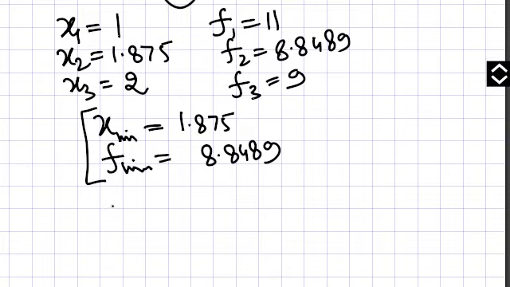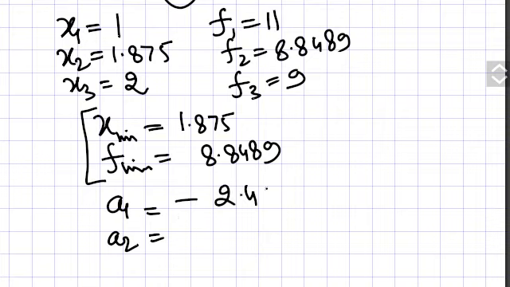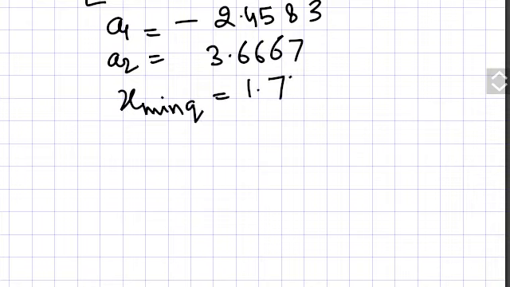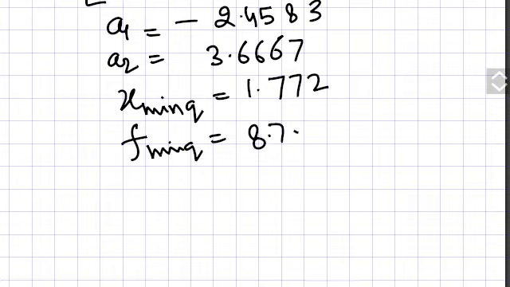So now we will calculate the a1 and a2 values, and these are 2.4583 and this will be 3.6667, and based on these, if you will apply these values to that formula, min q by the quadratic formula, you will get the value to be this, and when you will put this value in the function, you will find the function value will be this. So this way you are reducing the value of this function.